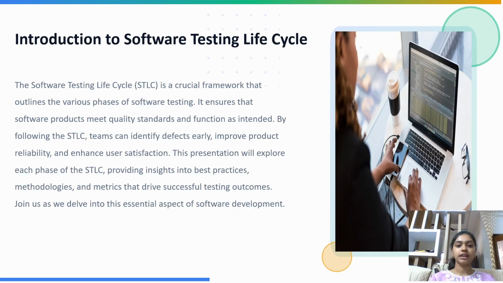Introduction to software testing life cycle. The software testing life cycle is a crucial framework that outlines the various phases of software testing. It ensures that software products meet quality standards and function as intended. By following it, teams can identify defects early, improve product reliability, and enhance user satisfaction. This presentation will explore each phase of the software testing life cycle, providing insights into best practices, methodologies, and metrics that drive successful testing outcomes. Join us as we delve into this essential aspect of software development.